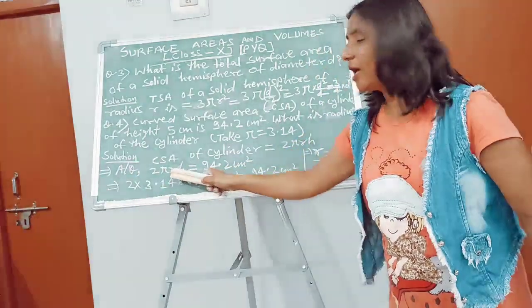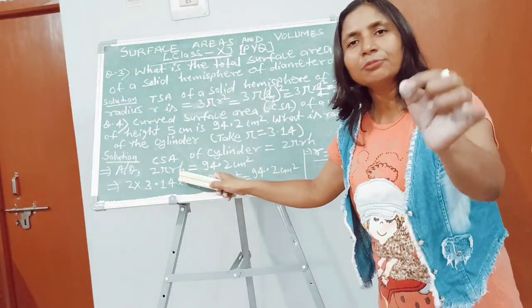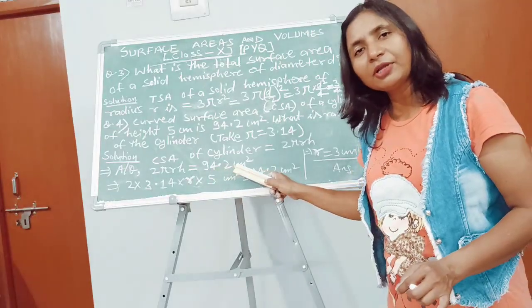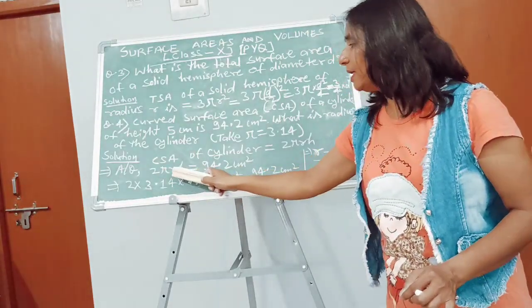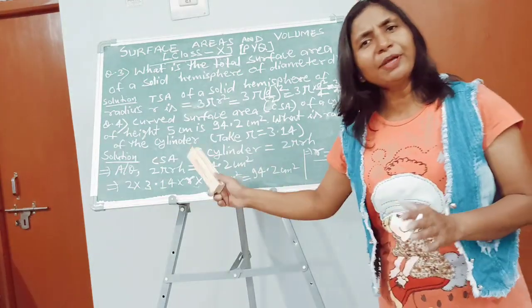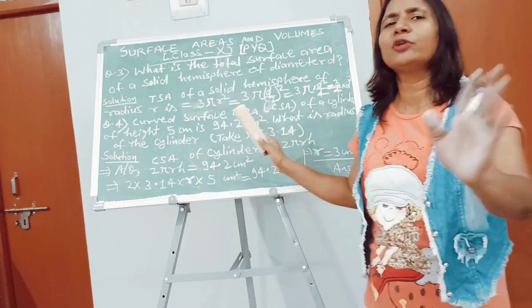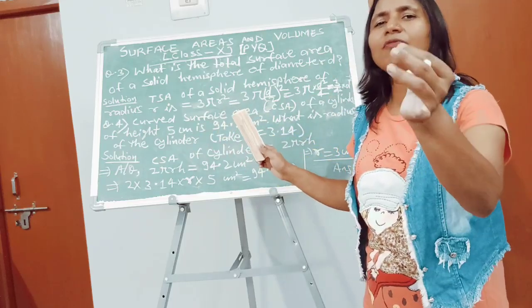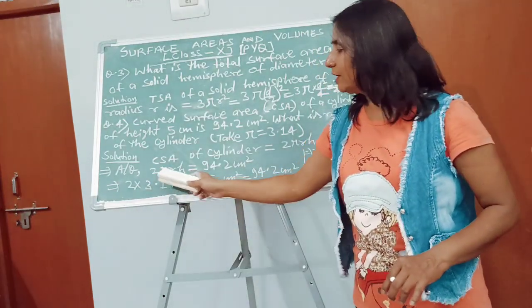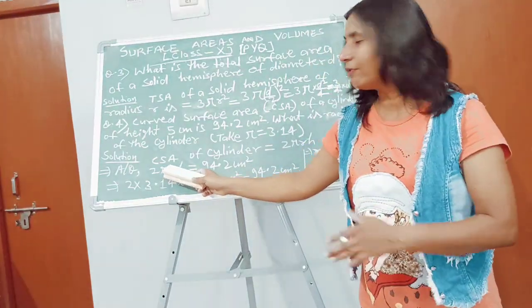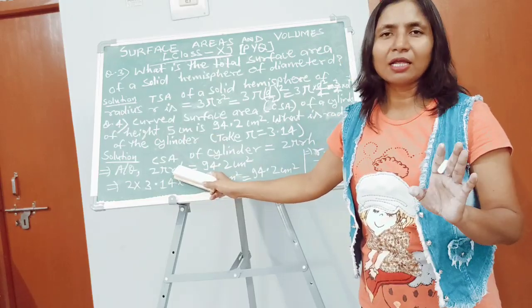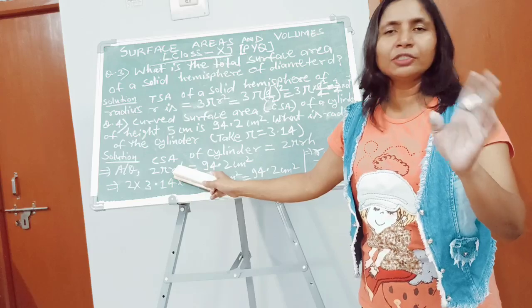2 pi r h, meaning the curved surface area of the cylinder, is equal to 94.2 centimeter square. Just pay attention, see this information very carefully. Your answer is hidden here, only one step left. Here 2 is a constant, pi is already given as 3.14, h is given as 5. Only one value, r, is unknown and has to be found.